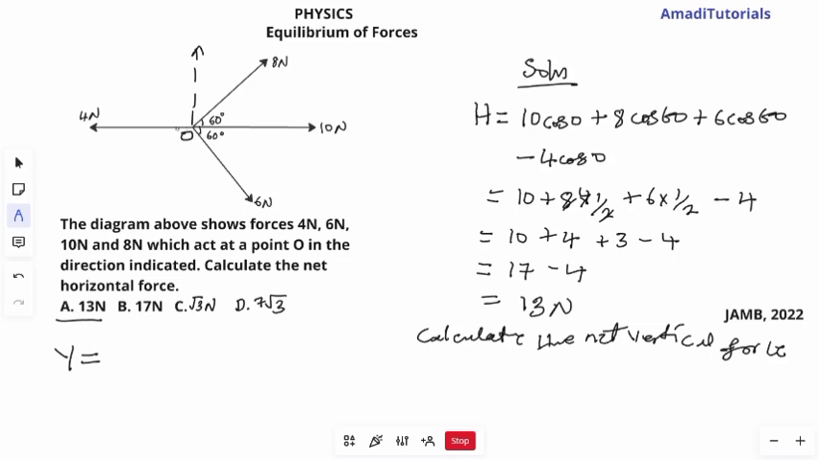Now, however, you see this 4 Newton and this 10 Newton, they have no vertical component because their angle with respect to the horizontal is 0, and also the angle with respect to the vertical is 90. So if you resolve it, sine 90 is 1, so it won't have it. So 4 and 10 will not be in the same distance. So the only ones that have a vertical component are 8 Newton and 6 Newton.